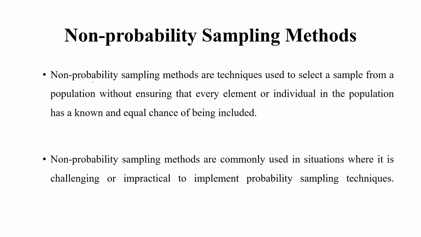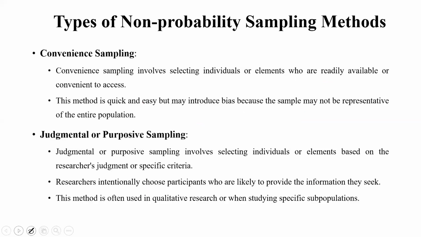Non-probability sampling methods. Non-probability sampling methods are techniques used to select a sample from a population without ensuring that every element or individual in the population has a known and equal chance of being included. Non-probability sampling methods are commonly used in situations where it is challenging or impractical to implement probability sampling techniques. So, there are various types of non-probability sampling methods.